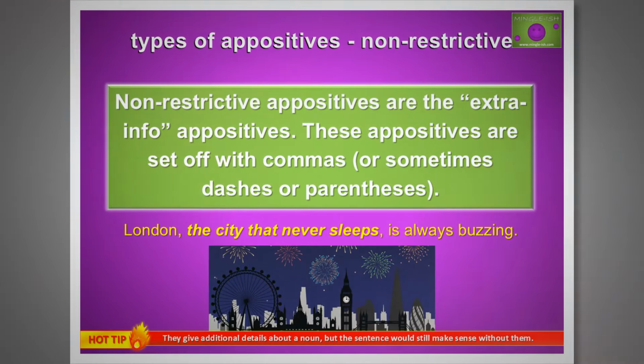Non-restrictive appositives are the extra info appositives. These appositives are set off with commas or sometimes dashes or parentheses. For example, London, the city that never sleeps, is always buzzing. They give additional details about a noun, but the sentence would still make sense without them.